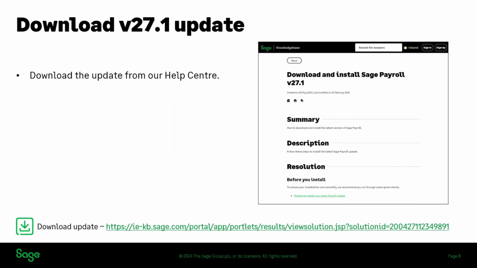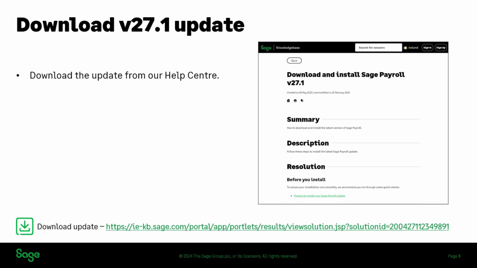Now, to benefit from these improvements, you will need to download and install the latest update to Sage Payroll. This was released yesterday. So it's version 27.1, and it's available to download from our Help Center. So you won't find it in the automatic updates currently. At the moment, it is just available as a download from our Help Center. But if you follow the link on the slide here, that will take you to our download guide. And from there, you'll be able to grab the installer file.